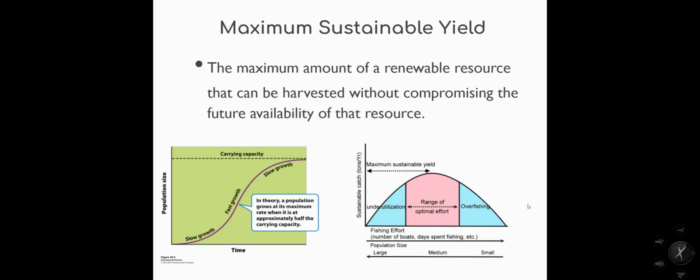Part of this, again, coming back to the tragedy of the commons and putting all of this together, is maximum sustainable yield. So, it is the most of a renewable resource that we can harvest or take without compromising the future availability of that resource.